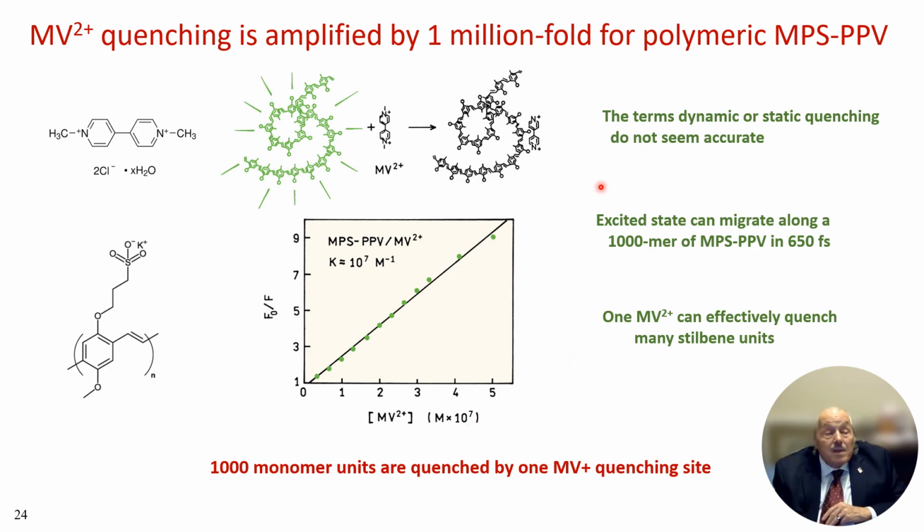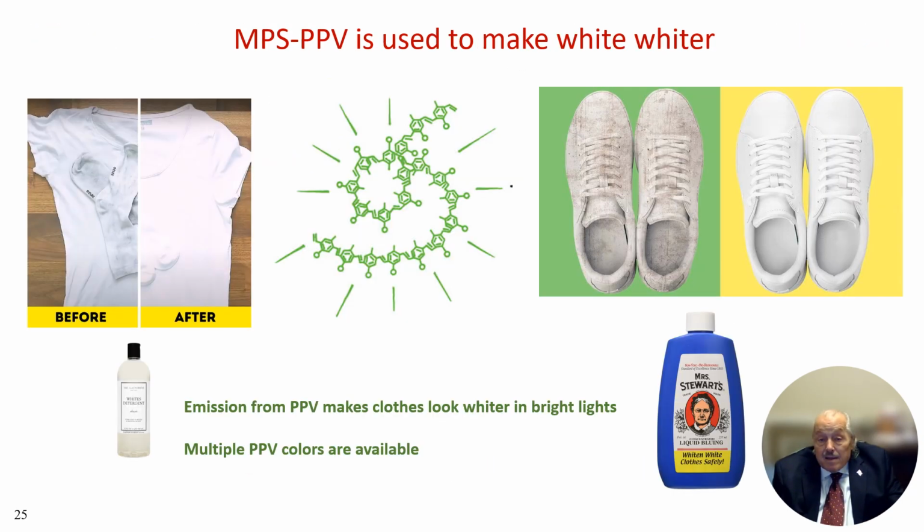I didn't show you the other part of this experiment where they developed the chemistry for removing the methyl viologen to turn it into an assay. But the interesting part is what I would call amplified quenching. This might be getting a little bit complicated, so I wanted to show you reasons why this particular polymer is useful for you. This polymer makes the whites whiter.